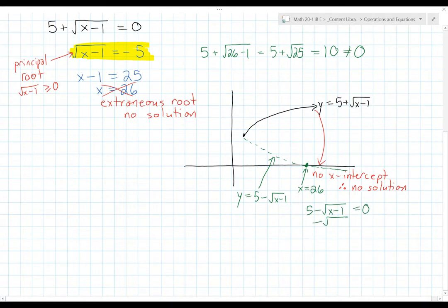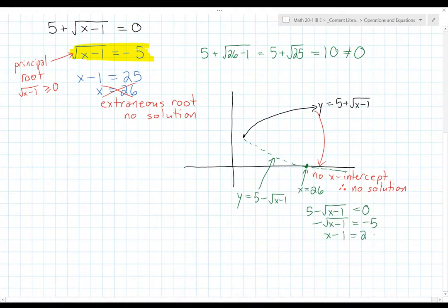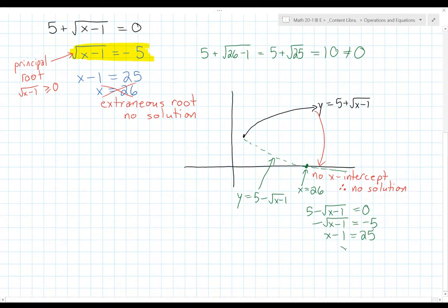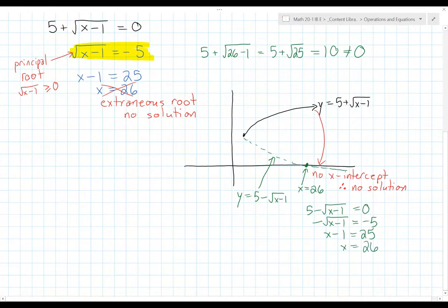I would move the 5 over, negative 5. I square both sides. I get x minus 1 equals 25, because when I square the negative and I square the positive, I get the exact same thing. In both cases, I get x minus 1 equals 25, x equals 26. It's just, if I was dealing with the negative root, that would not be extraneous. That would actually be a solution. But because I'm dealing with the principal root, it isn't a solution.